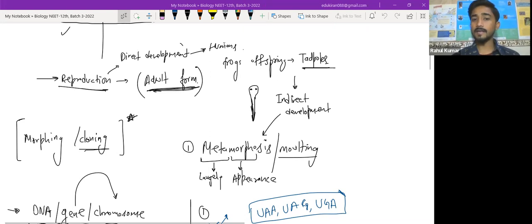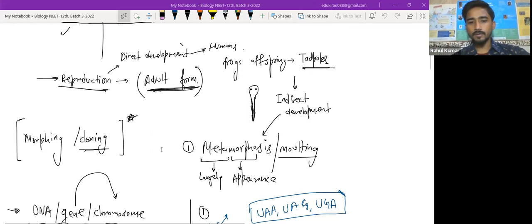Right. So when you are writing this or saying this, you should use words like: a tadpole is morphologically and anatomically different from its parent. That will help you fetch more marks with fewer words. What you are saying, I know that you have understood it completely and you are completely right about it. Okay. Next, we discussed metamorphosis.